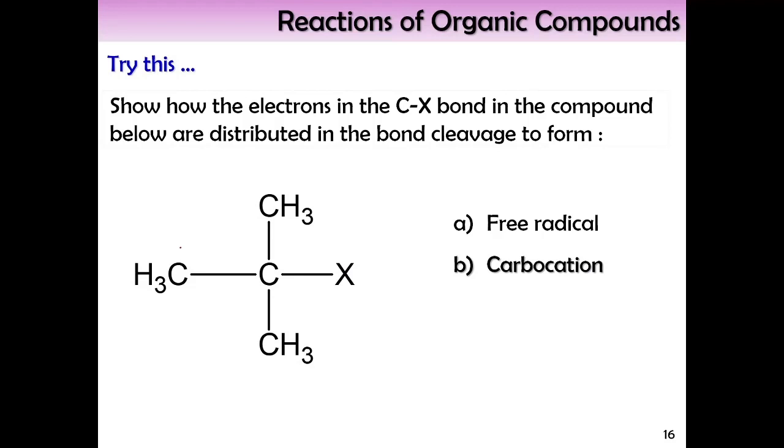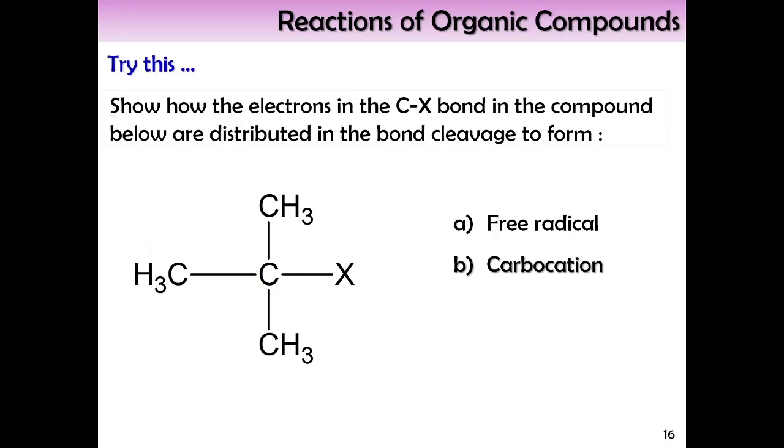Okay, so let's try. Show how the electrons in the C-X bond in the compound below are distributed in the bond cleavage to form a free radical and a carbocation. So we are looking at this part. You can try to do it for yourself first and come back to this video later. You can pause this video now.